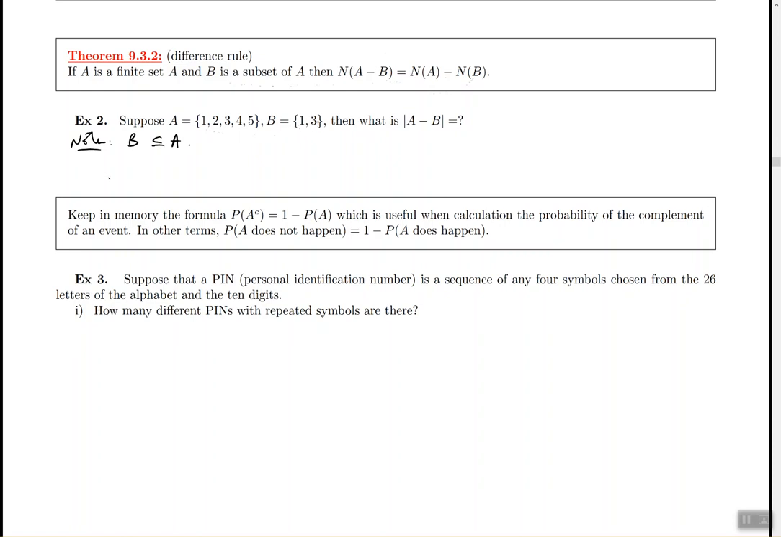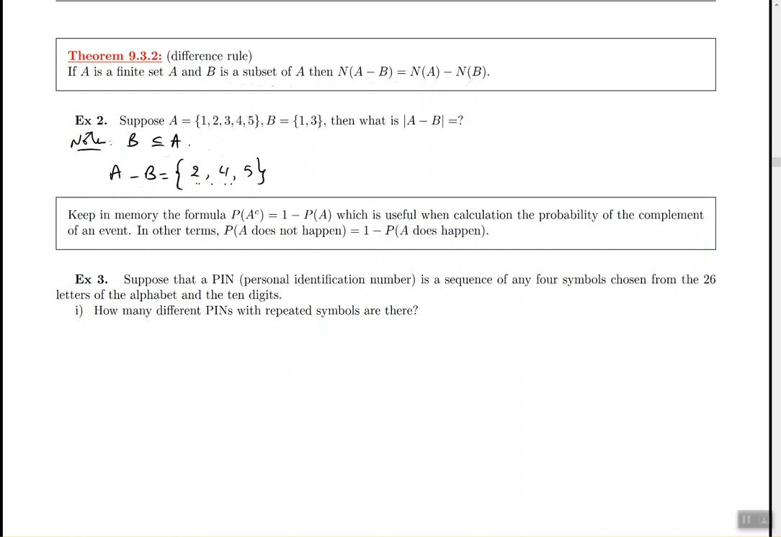Now, what is, first of all, A minus B? What does that even mean? Before we calculate the cardinality, which is the absolute value, what is A minus B itself? What is that set going to be? So remember, A minus B is pretty much all the elements of A that are not already in B. The 1 is already in B, so we forget about it. The 2 is new. The 3 is already in B, so forget about it. And then 4 and then 5 are not in B, so they count.